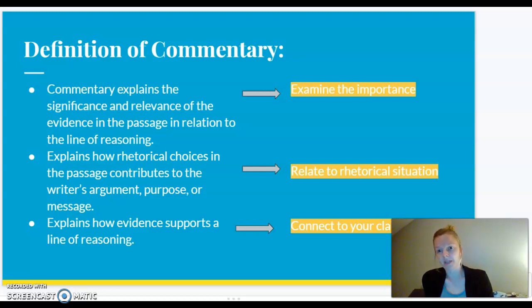So okay, you've told me this. It's great. You've noticed that awesome metaphor she used, but okay, why is it there? Explain how the rhetorical choices in the passage contribute to the writer's argument, purpose, or message. That's just connecting it back to the whole rhetorical situation. And then the last one is to explain how evidence supports a line of reasoning and connect it back to your claim. So we'll look at those 3 things in a little more detail.